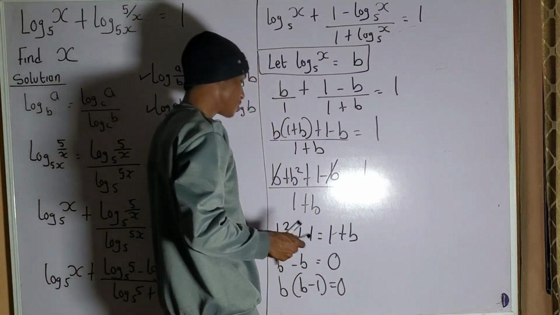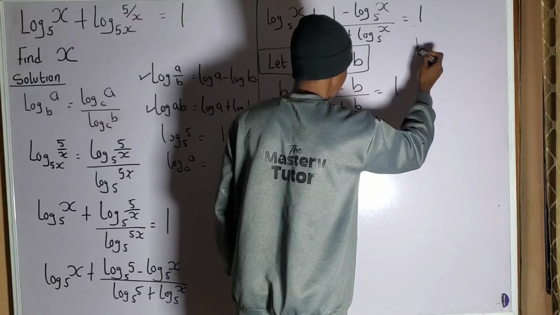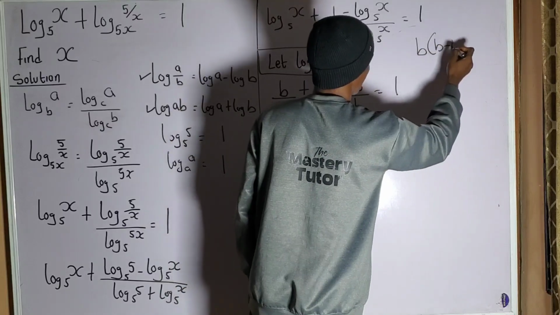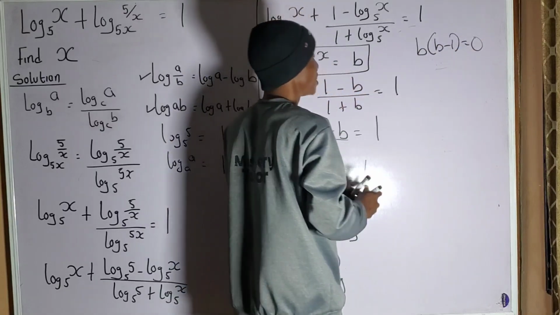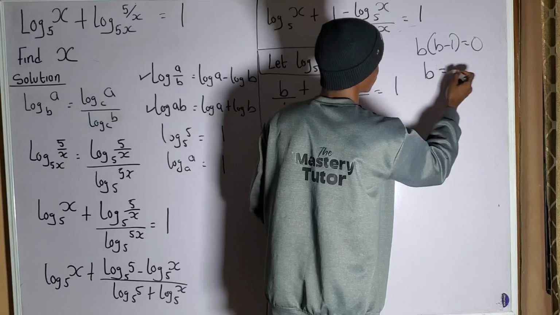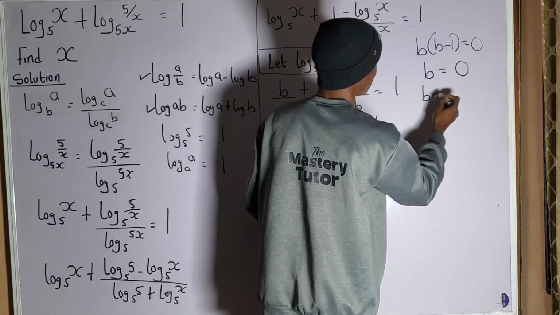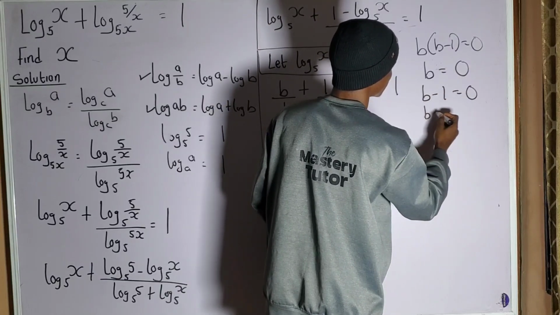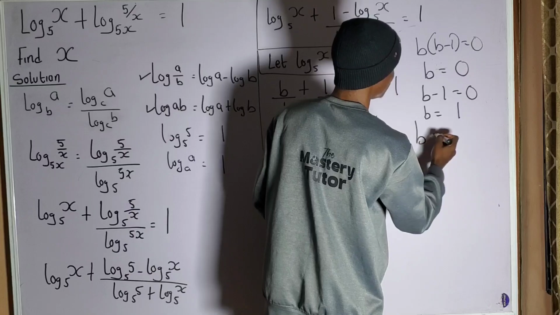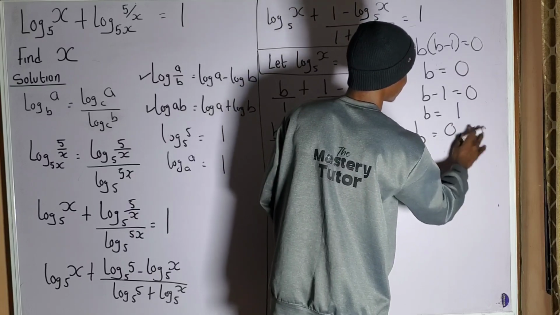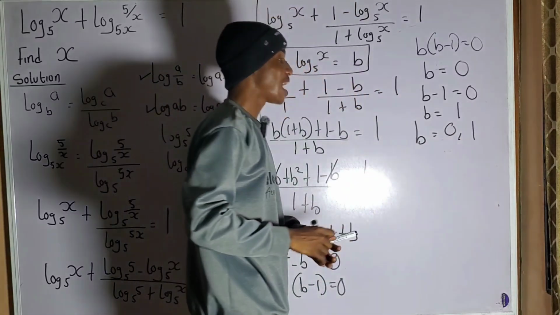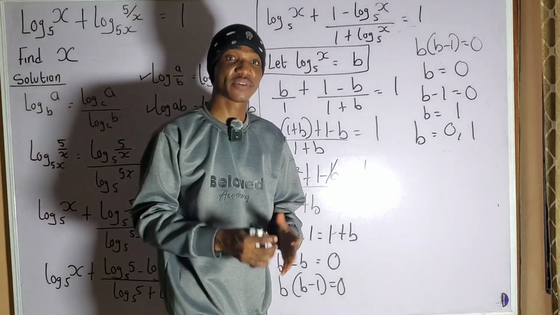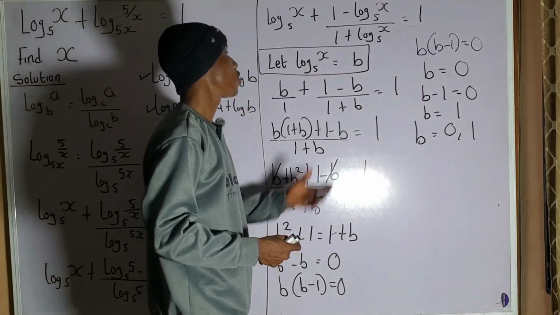So the first value of b: b multiplied by (b minus 1) equals 0, right? Now b equals 0 and b minus 1 equals 0, so b equals 1. So the values of b are 0 and 1. Now, our goal is to find the value of x and not the value of b. So therefore, we have to go back to this.